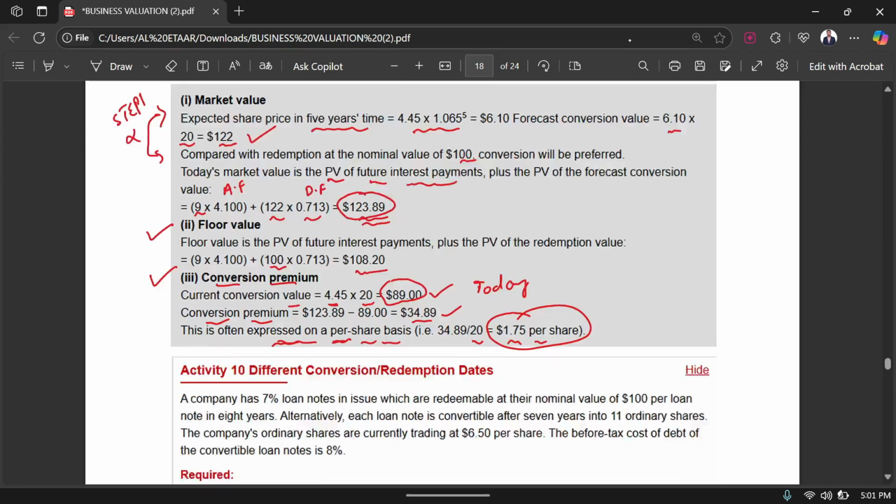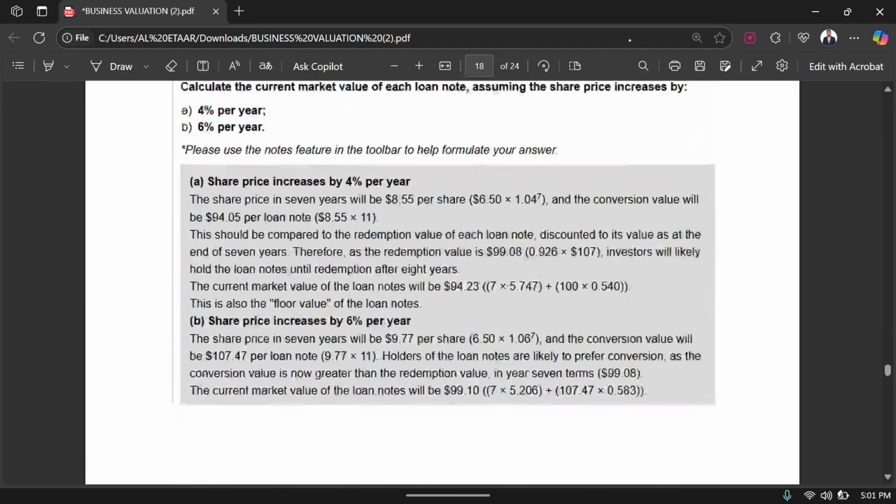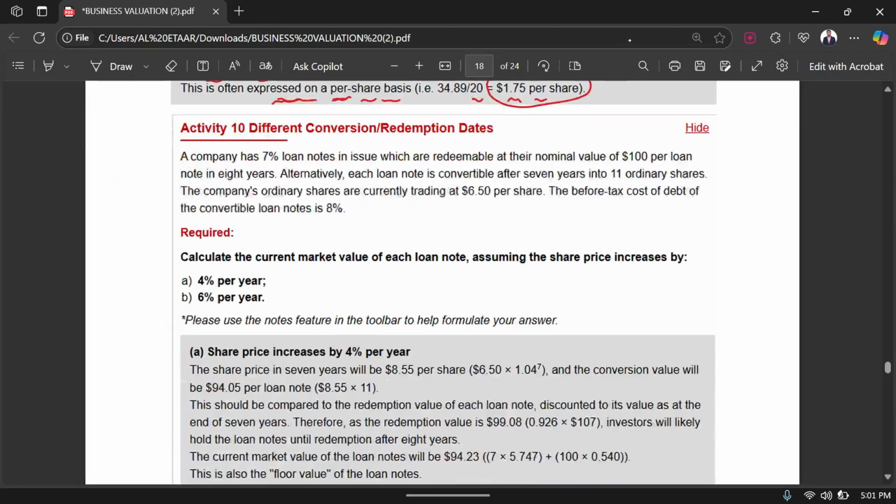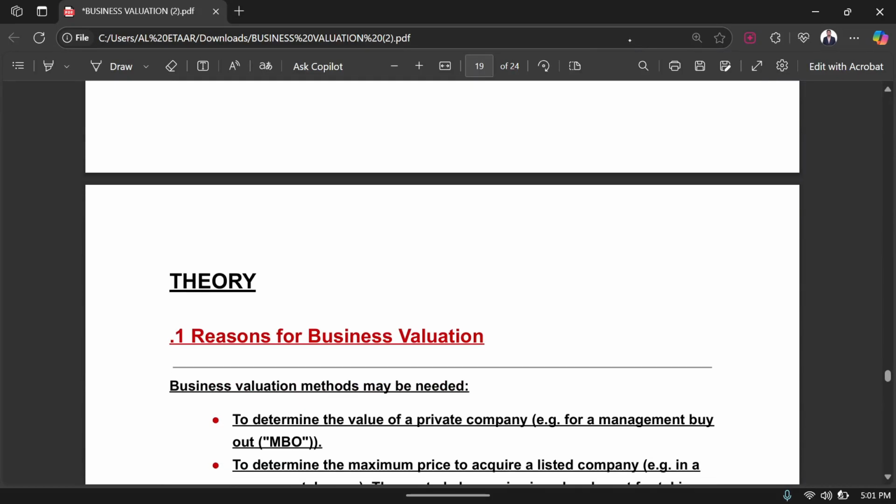Okay, now activity number 10, I'm going to leave this for you guys. It's the same as this one. Just that over here they have given you in part number A 4% per year, in part number B 6% a year. So there is a difference in the share price increase or in the growth. So part number A, you're going to take the growth as 4%, and part number B, you're going to take the growth as 6%. That's it. Okay, so you can easily do that, nothing else.